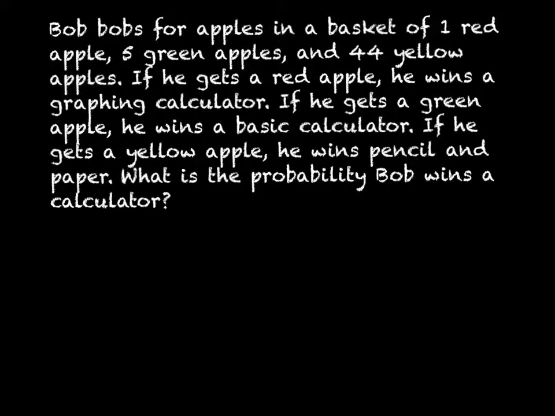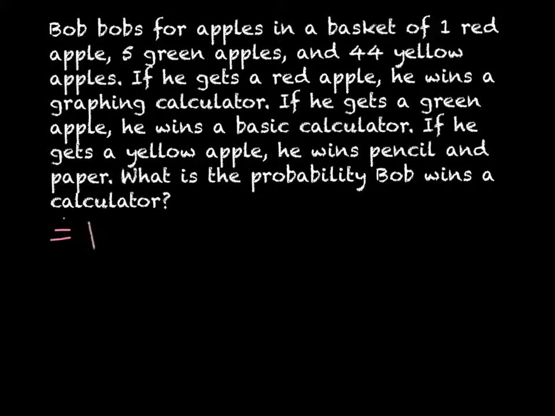Bob bobs for apples in a basket of 1 red apple, 5 green apples, and 44 yellow apples. If he gets a red apple, he wins a graphing calculator. If he gets a green apple, he wins a basic calculator. If he gets a yellow apple, he wins pencil and paper. What is the probability that Bob wins a calculator? Bob wins a calculator if he gets a green or a red apple.